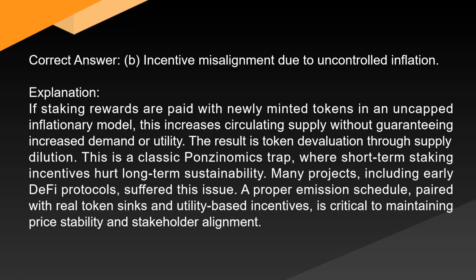Explanation: if staking rewards are paid with newly minted tokens in an uncapped inflationary model, this increases circulating supply without guaranteeing increased demand or utility. The result is token devaluation through supply dilution. This is a classic Ponzinomics trap, where short-term staking incentives hurt long-term sustainability. Many projects, including early DeFi protocols, suffered this issue. A proper emission schedule, paired with real token sinks and utility-based incentives, is critical to maintaining price stability and stakeholder alignment.